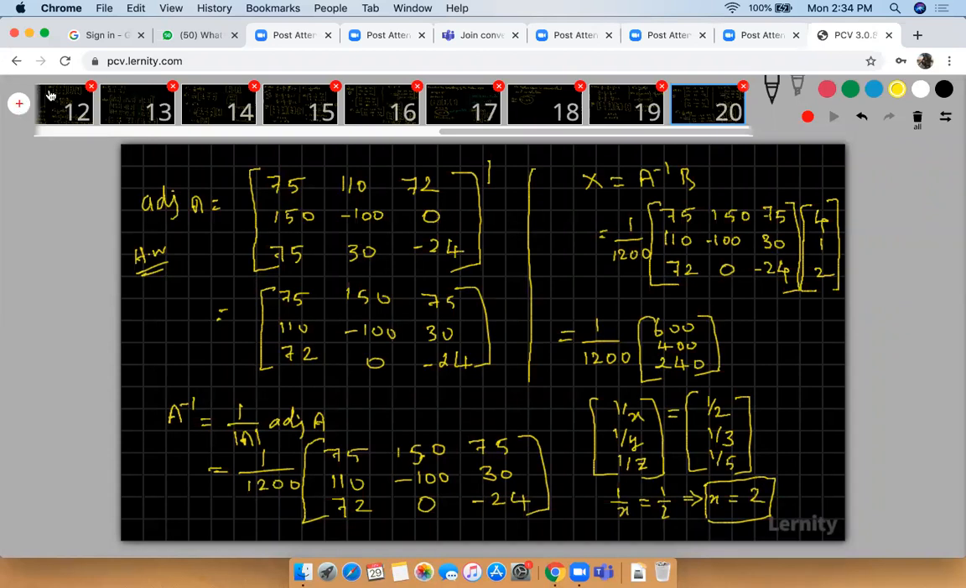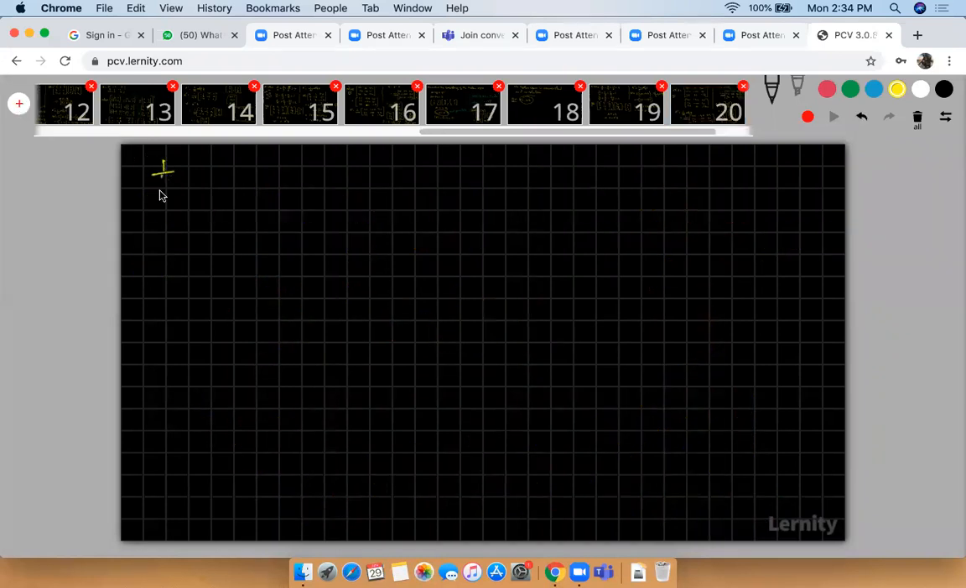So therefore, 1 by y is equal to 1 by 3, which implies y is equal to 3. 1 by z is equal to 1 by 5, which means z is equal to 5. So therefore, your answer is x is equal to 2, y is equal to 3, z is equal to 5.